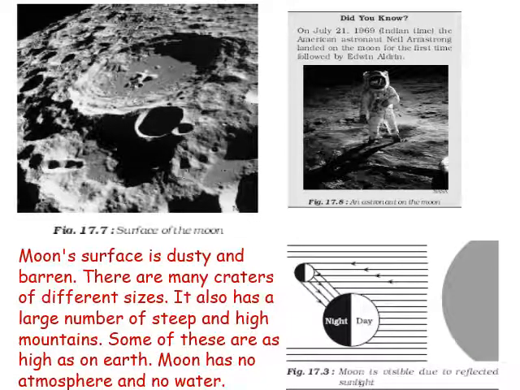Moon's surface is dusty and barren. There are many craters of different sizes. It also has a large number of steep and high mountains. Some of these are as high as on Earth. Moon has no atmosphere and no water.